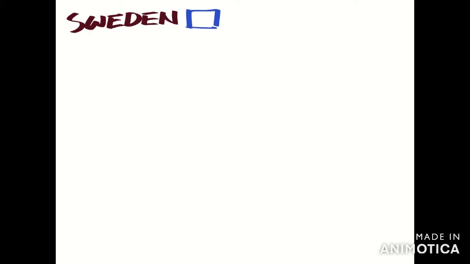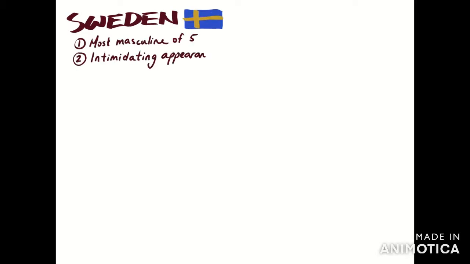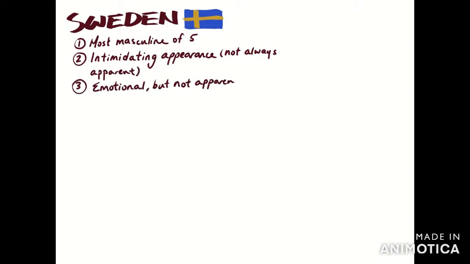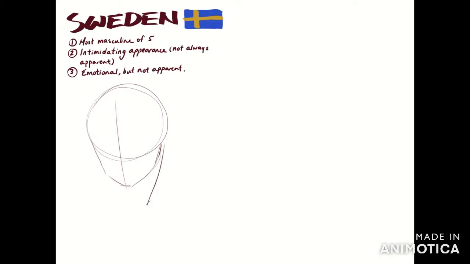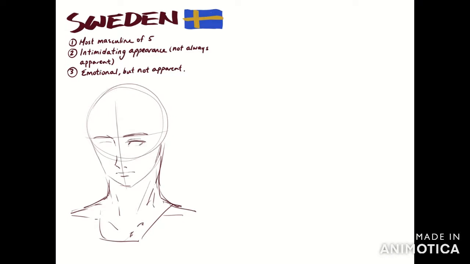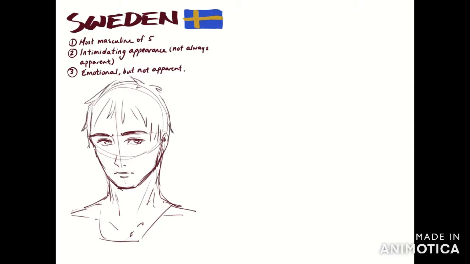Next up, we have Sweden, the strong, silent one. Out of the five, I personally find Sweden to be the hardest for me to draw, and that's partly because, in order to draw him well, of the five characters, he's the one where I really need to know about realistic human anatomy. Sweden is the most masculine, I think, of the five characters. He's really much the strong, silent type.